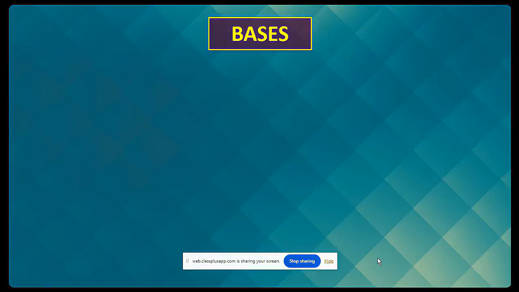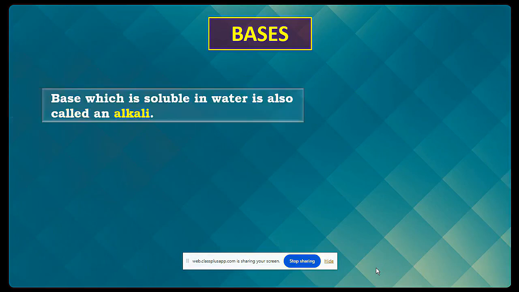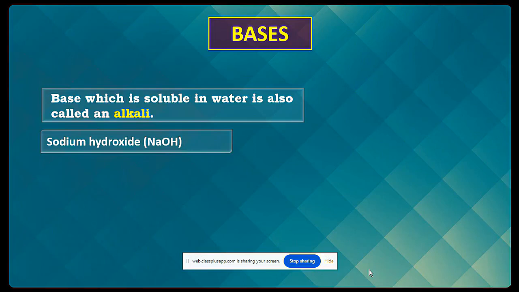Before going to see the properties of bases, do you know what bases are and how to identify a strong base and a weak base? And what do we call it if a base gets dissolved in water, or is soluble in water? The bases which are soluble in water, we call them alkali bases. Am I right? And then there are strong bases as well as weak bases. The base which is soluble in water is also called an alkali base. Examples: sodium hydroxide, NaOH.